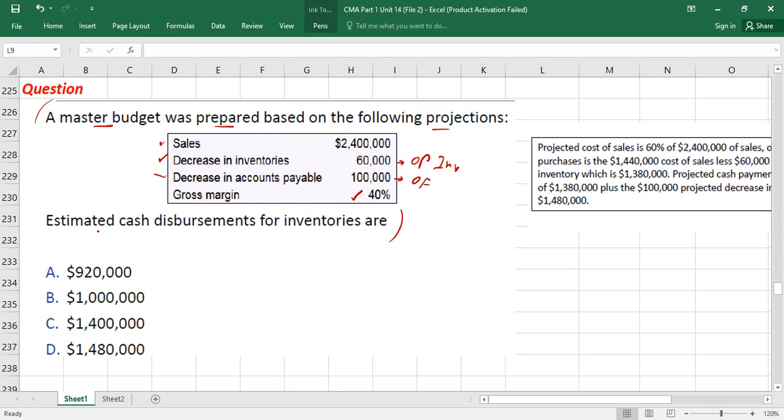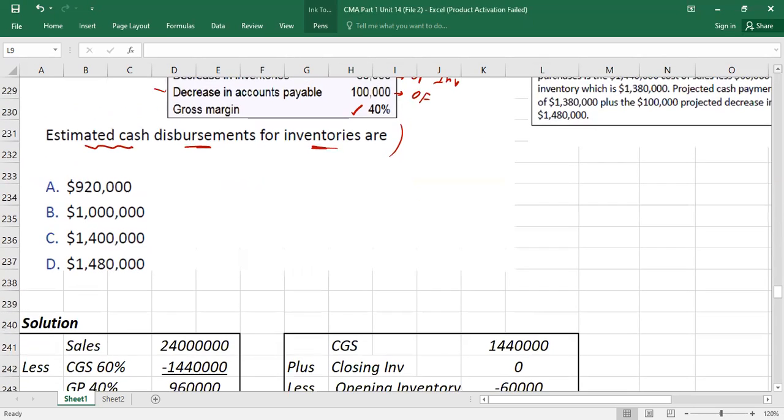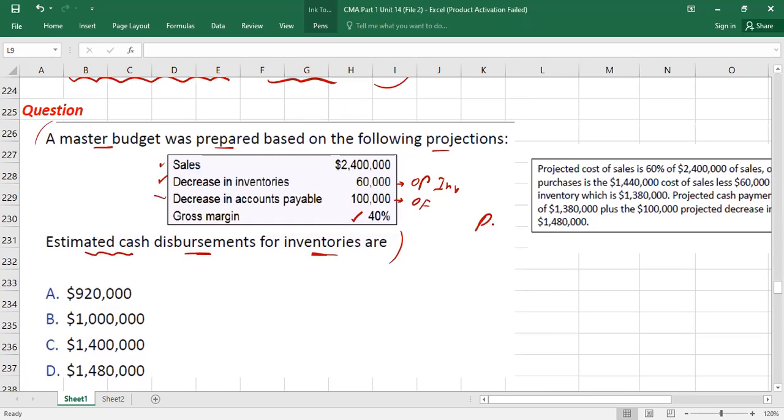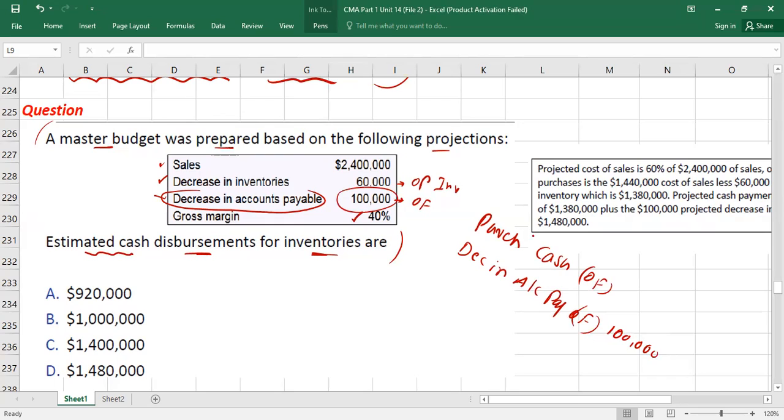So you have to calculate the estimated cash disbursement for inventories, or simply you have to calculate the payment to the supplier. I told you the format. What was the format? First you need to get the value of cash purchases, which is going to be your outflow. Then you are provided with the decrease in accounts payable, which is also treated as outflow. So both are outflow. The decrease in payable given here is 100,000. But you have to calculate the cash purchases value now. This is what I'm going to work with.